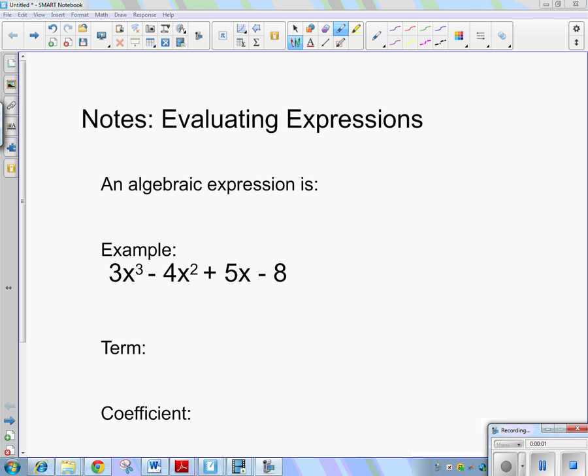Welcome to your notes on evaluating expressions. We're going to talk about algebraic expressions. Algebraic expressions are mathematical phrases that contain numbers, variables, coefficients, operations, and exponents.